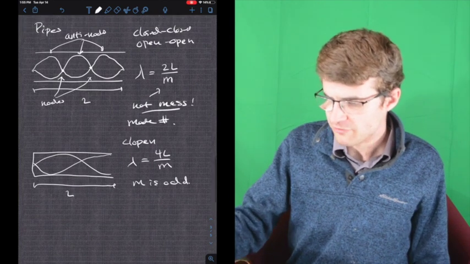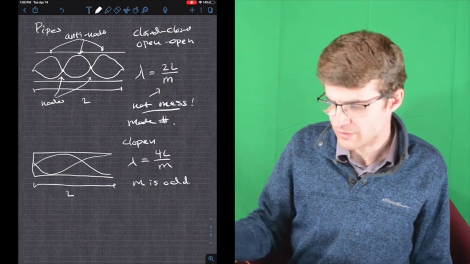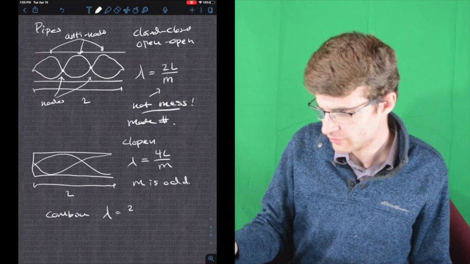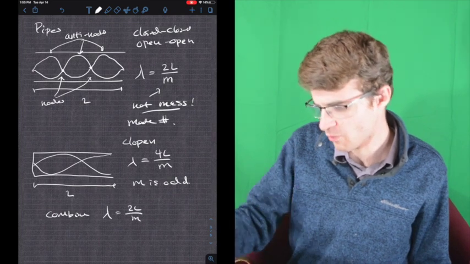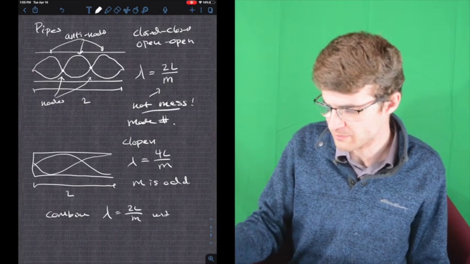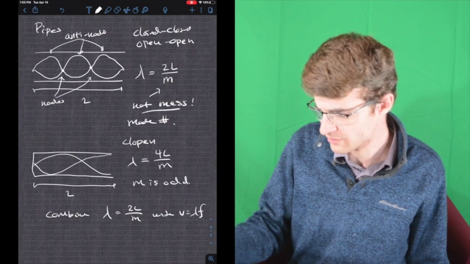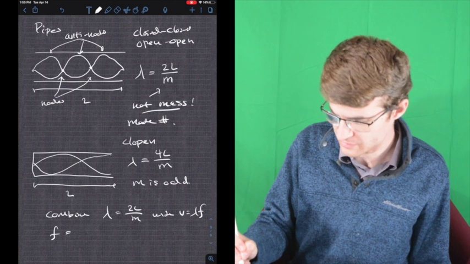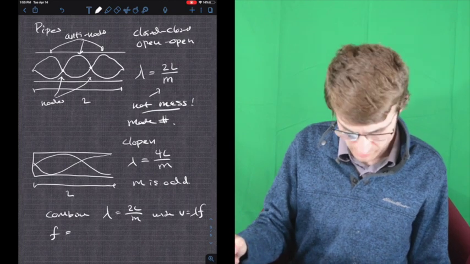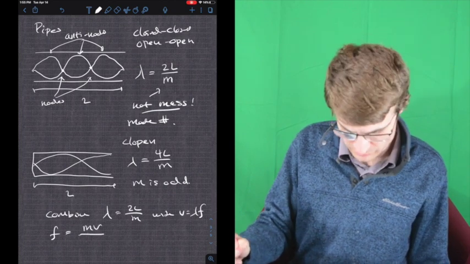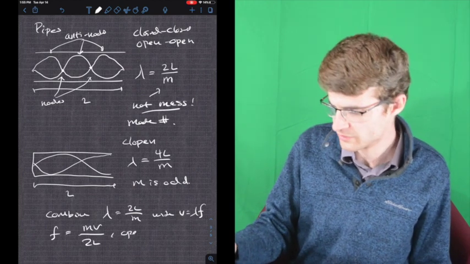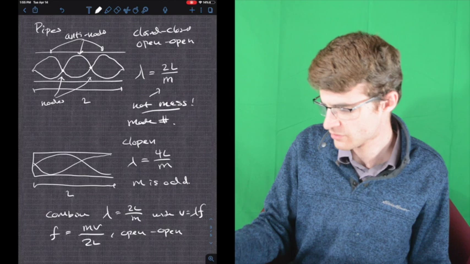So let's say that I wanted to find the frequency, though. I know what the wavelength is. I want to find the frequency. We would combine lambda equals 2L divided by m, or 4L divided by m, as the case may be, with v equals lambda times frequency. And you would get that the frequency for open or closed pipes is mv divided by 2L. This is for open or closed.